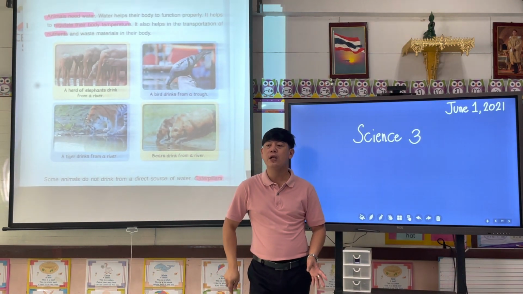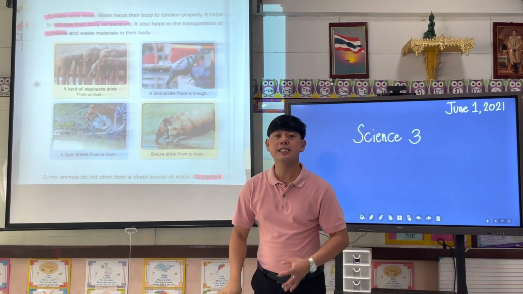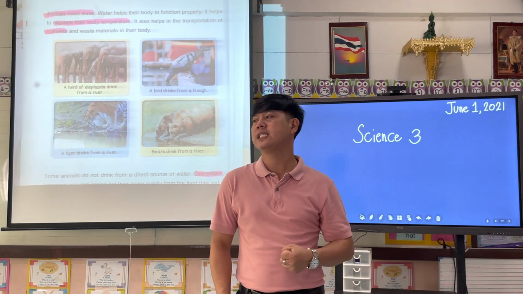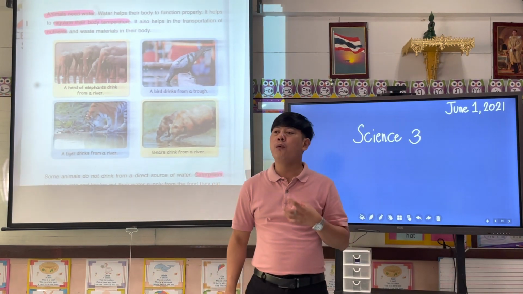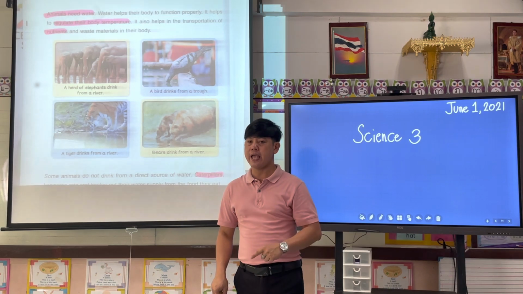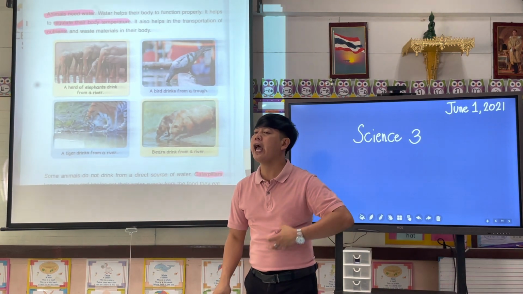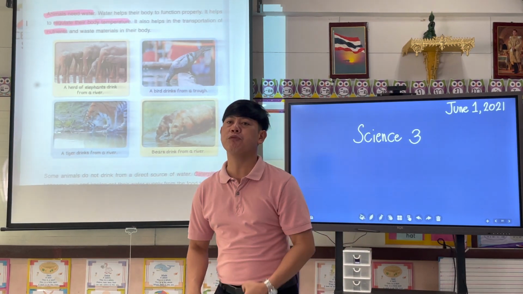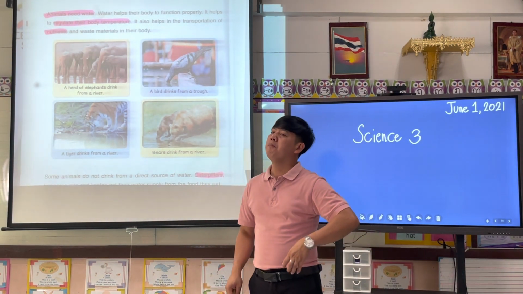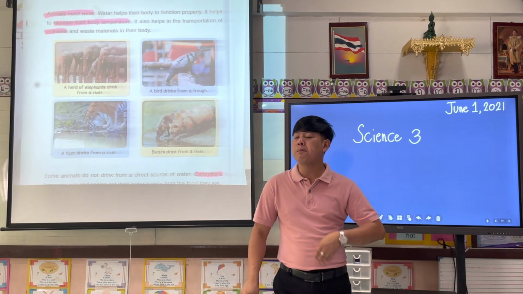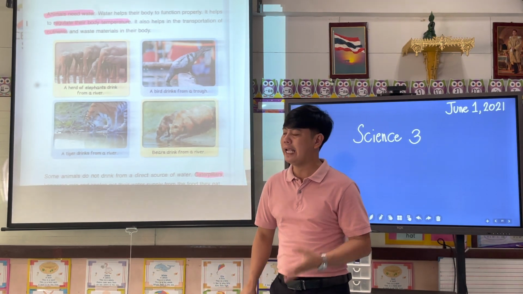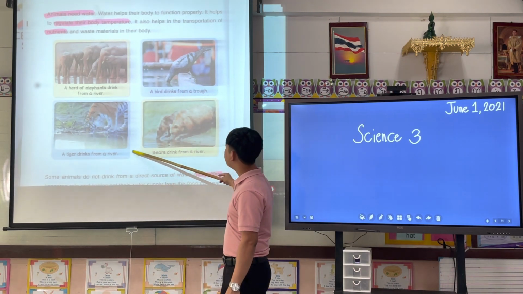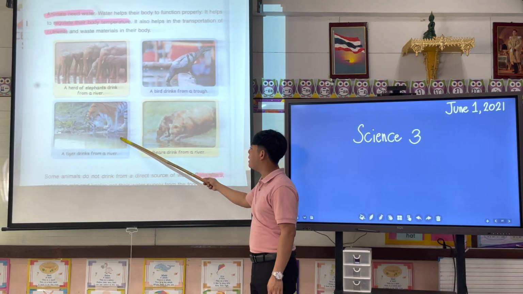So that's why, not only animals, but we also need to drink 8 glasses of water in a day so that it helps to regulate our body temperature and it helps to transport vitamins and nutrients to all parts of our body. Okay, so these are examples of some animals.